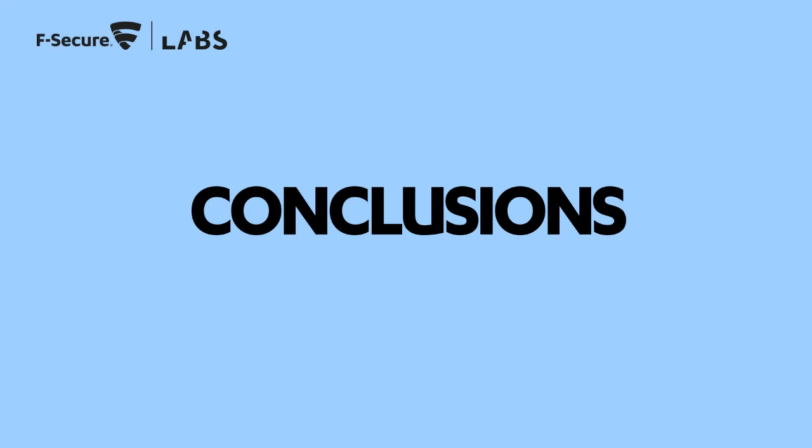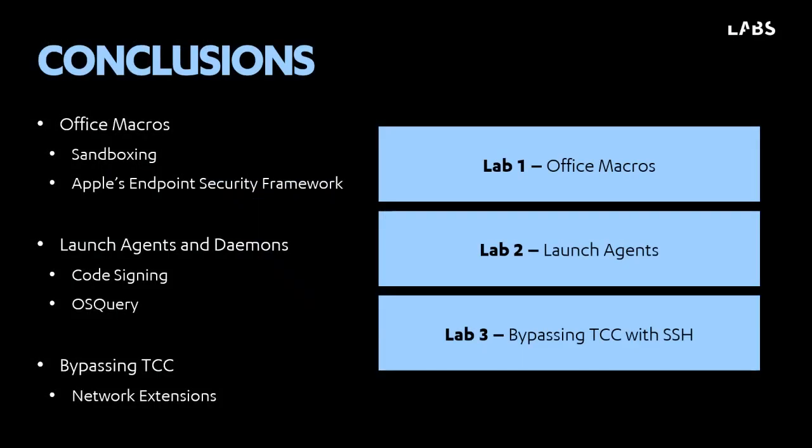Okay, cool. So that was our last lab. I'll move on to a few conclusions just to wrap up the stuff we've done. On the offensive side, we've taken a look at Office macros, launch agents and daemons, and bypassing TCC to access the file system. And we've got labs for all of those. And then on the defensive side, we've looked at a whole bunch of controls that are present on macOS devices. We've got sandboxing, ESF, code signing, network extensions, and then also the one we brought ourselves with osquery.